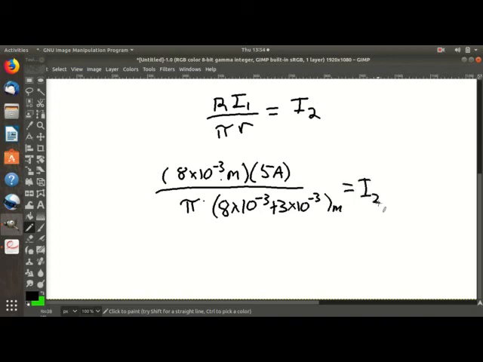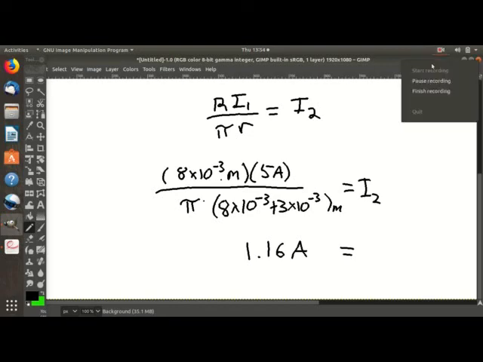So if I plug in all those values to my calculator, I end up with the second current equals 1.16 amps. So with that much current flowing through that circular loop, we end up with zero net magnetic field at the center of the loop.